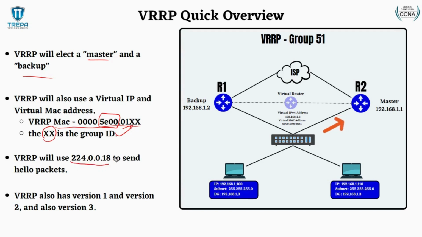It has its own multicast address, and it actually has 3 versions. HSRP does kind of as well for IPv6 compatibility, and VRRP does the same thing. It has version 1 and 2. Then version 3, if you configure that on a router, you can do IPv6 and IPv4 for VRRP.